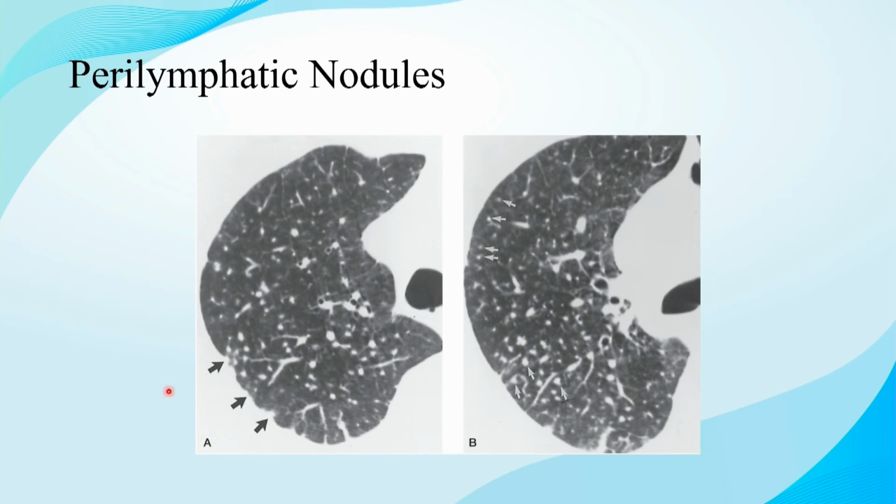Whereas in this case, if you see, the nodules are seen at the periphery. So they are seen as if they are arising from the pleura, and they are very discrete. They are well defined, seen more at the periphery. So this is a case of silicosis, in which you can see such well-defined nodules which are mainly present in the peripheral pleural surface.